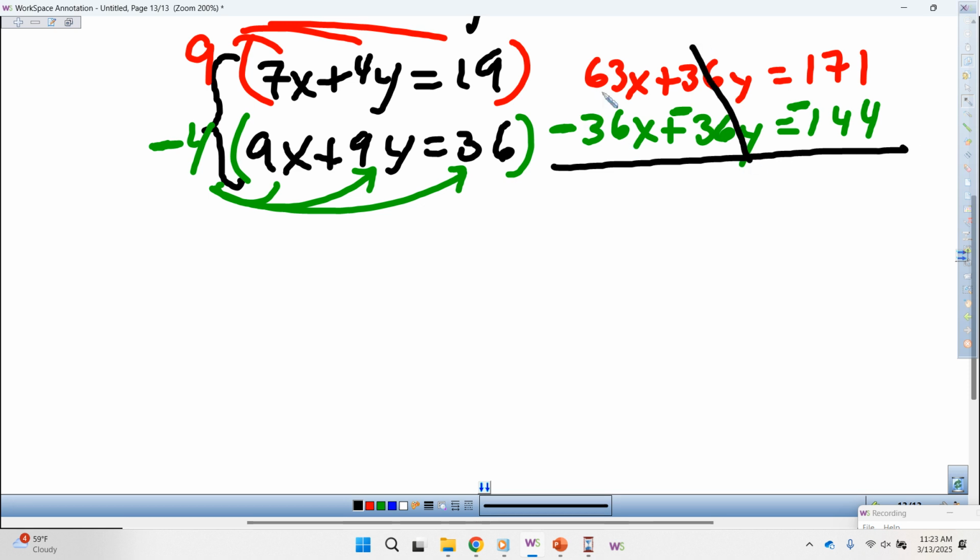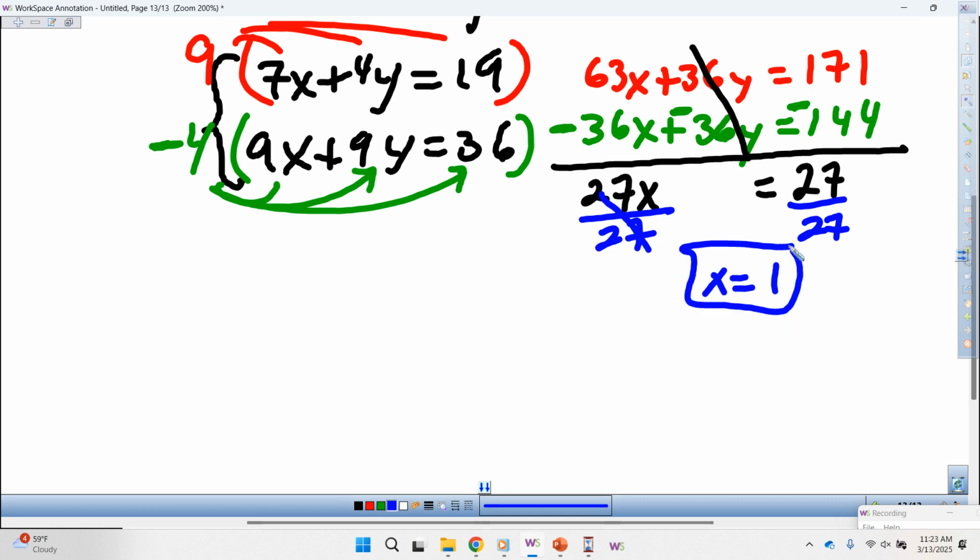These cancel. That leaves us with 63 minus 36. That gives me 27x equals 171 minus 144, 27. And then we solve for x. Divide by 27, divide by 27, x equals 1.